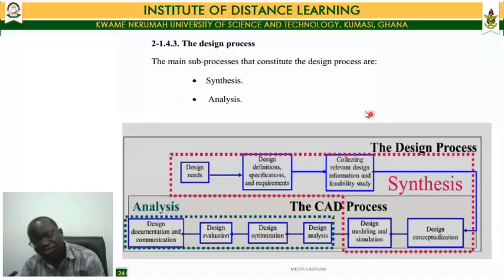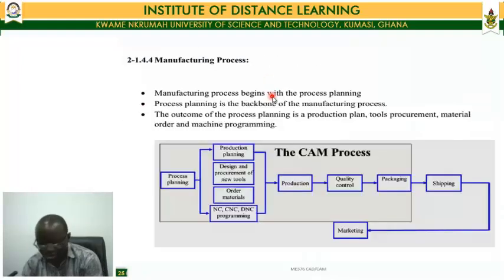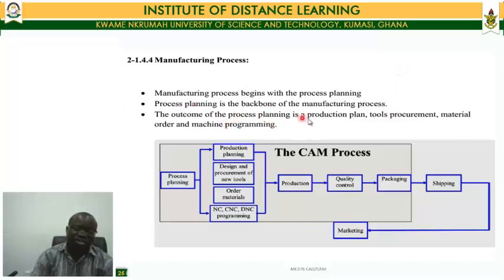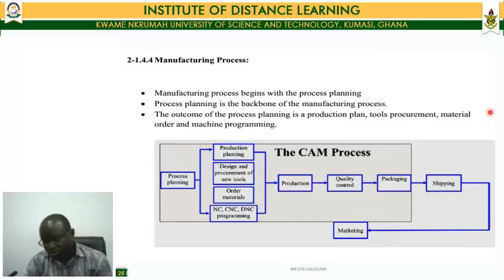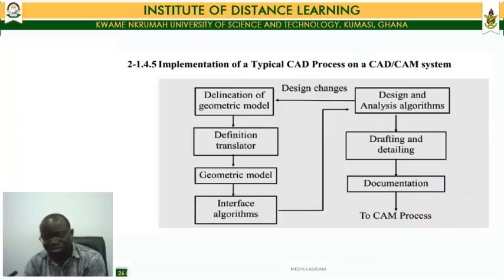Now in each of these processes, in the design, as we said, we have synthesis and analysis going on. And then in the manufacturing process, it will begin with process planning, which is the backbone of the manufacturing. The outcome of it will be a production plan, to procurement, material ordering, and machine programming. And then production continues and then the quality control, packaging, shipping, and back to the market.